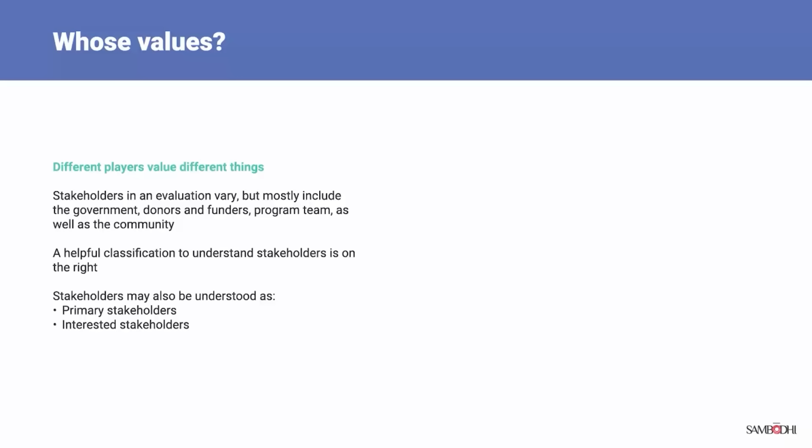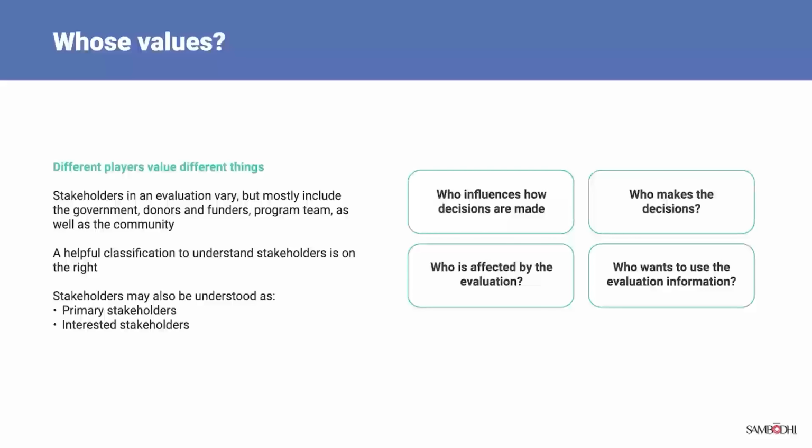In evaluation, there will be different players who value different things. These are the stakeholders who will vary from one program to another, but mostly include the government, donors, funders, program team, as well as the community. For your understanding, we have classified the factors to understand the stakeholders on the right side. The figure classifies the factors such as who makes the decisions and how they are made, who is affected by the evaluation, and who intends to use the evaluation information.